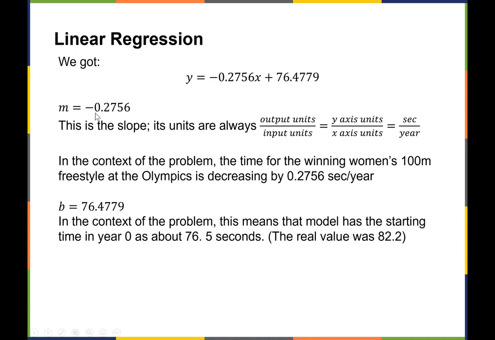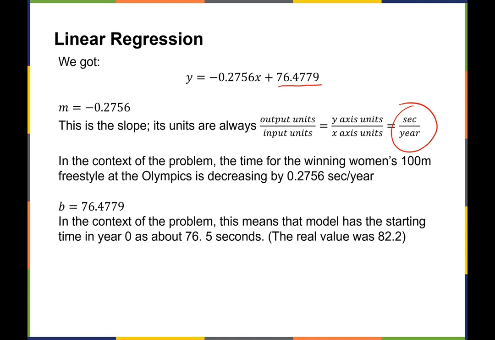So remember, for M, we got negative 0.2756. Remember, this is the slope, and its units are always output units divided by input units, or y-axis units over x-axis units. And in this case, on the x-axis was years, and on the y-axis was seconds. So the units are seconds per year. So what does that mean? It means in the context of the problem, the times for the winning women's 100-meter freestyle Olympics are decreasing by 0.2756 seconds a year, all right? Decreasing because it's negative.